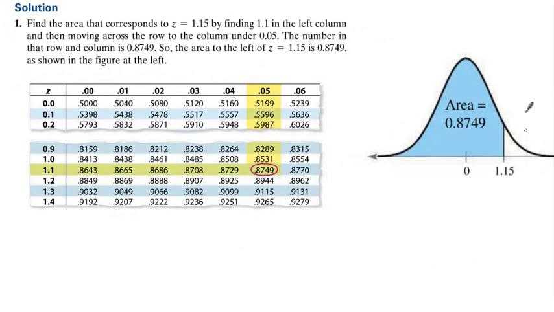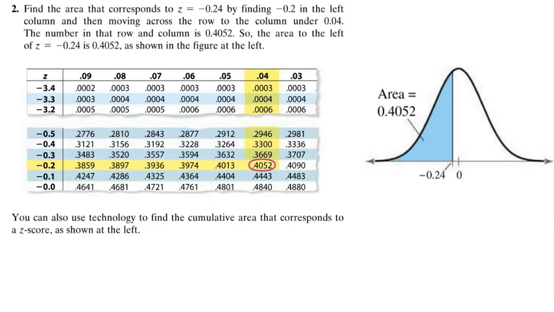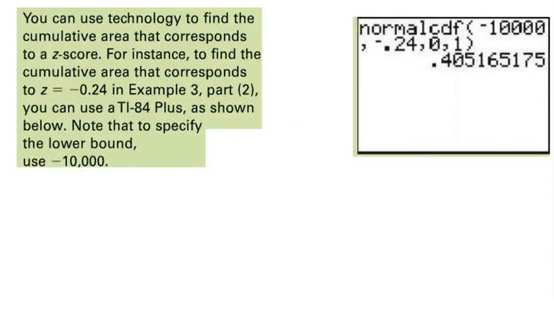If you did do the table, they're showing you a picture in the book here of how you would do it. You'd find a z-score of 1.15, and you can see that's the number we got right there. Okay, and then this is for negative 0.24. This is just a summary of how to do it in the calculator, and you can see there's the lower, there's the upper, there's mu, there's sigma, and that's the number that we got right here.